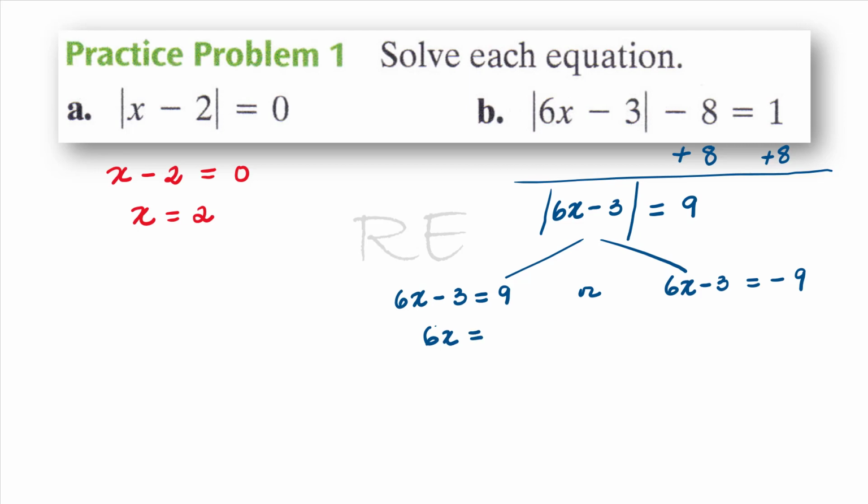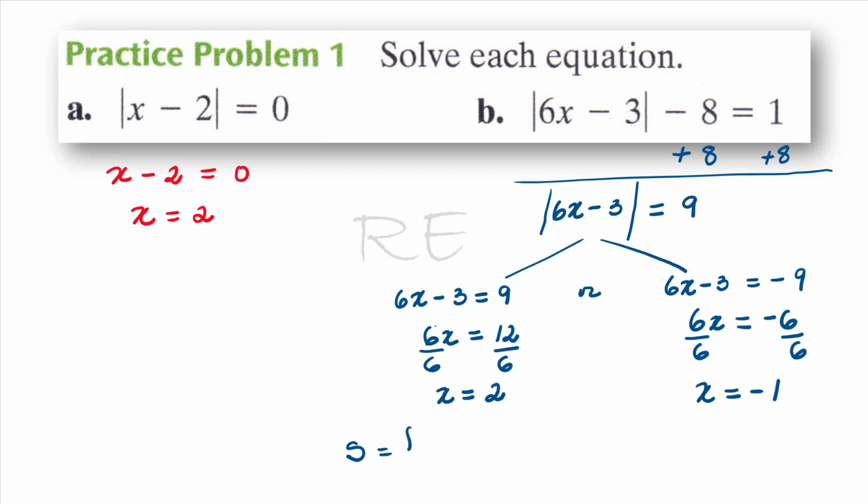Adding 3 to both sides, we get 6x is equal to 12, divided by 6, and x is equal to 2. Add 3 to both sides, we get 6x equal to negative 6, divided by 6, x is equal to negative 1. So the solution set is negative 1 and 2.